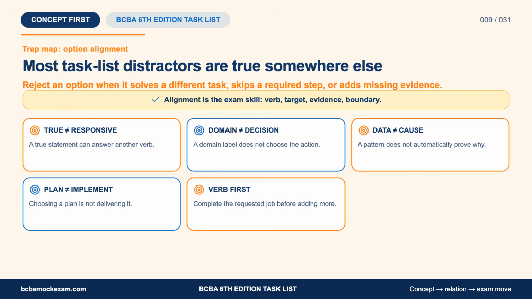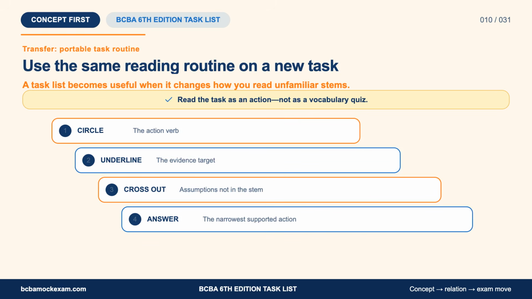Keep this rule in view. Alignment is the exam skill. Verb, target, evidence, boundary. The final page turns the distinction into a short reading routine for a new stem. Use the same reading routine on a new task. A task list becomes useful when it changes how you read unfamiliar stems. In the exam, the task verb limits which evidence counts.